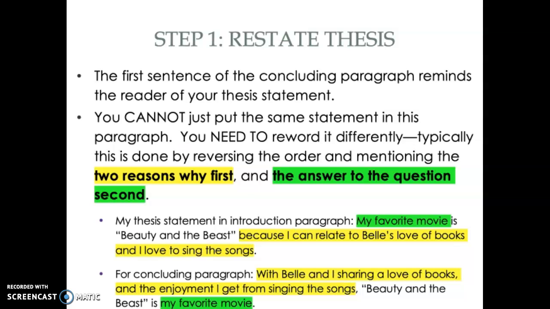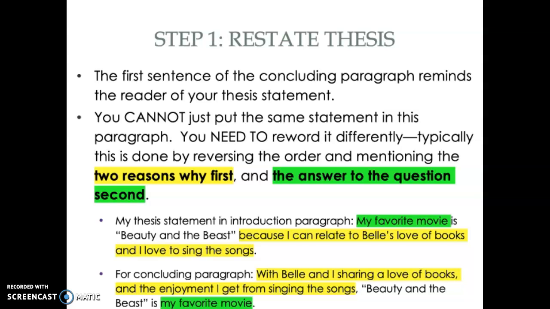So step 1, restate the thesis. The first sentence reminds the reader of your thesis statement from your introduction paragraph. You cannot just put the same statement in the paragraph as you did in the introduction. You need to reword it so it looks different. The easiest way to do this is by reversing the order and mentioning your 2 reasons why, and then the answer to your question. If you remember my thesis statement in my introduction paragraph, I was answering the question of what is my favorite movie.